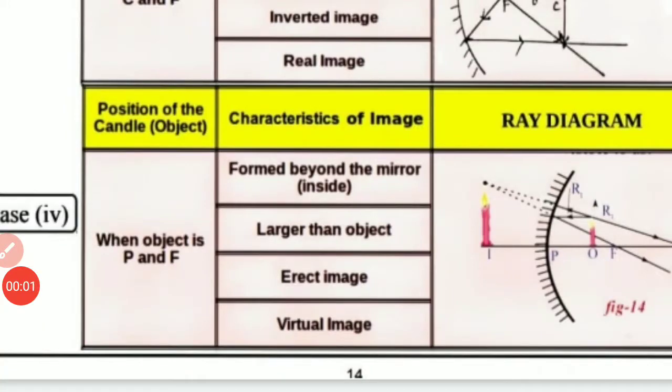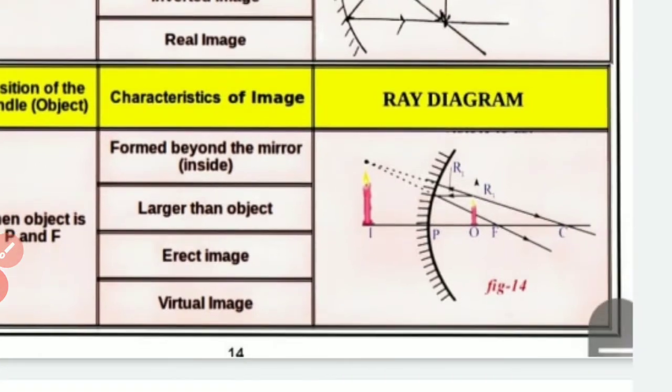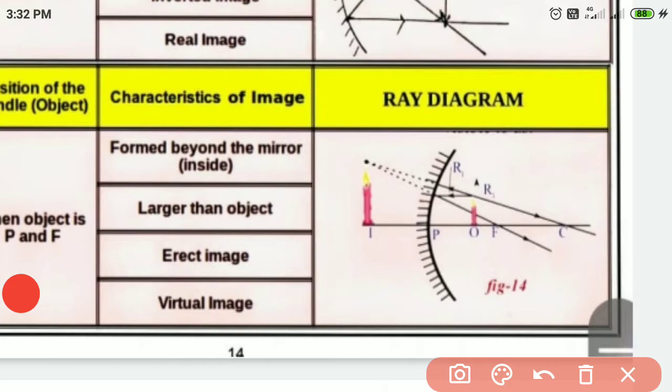P and F. Let's see its ray diagram. This is a ray diagram, this is the object and this is your image. Let's see how this is formed.